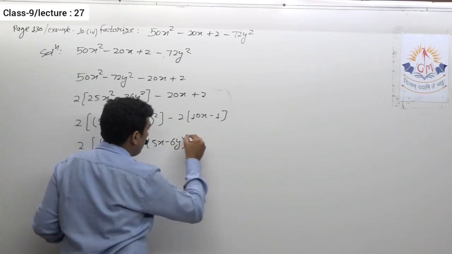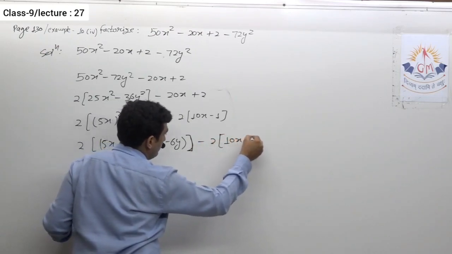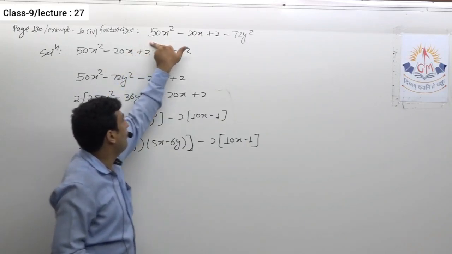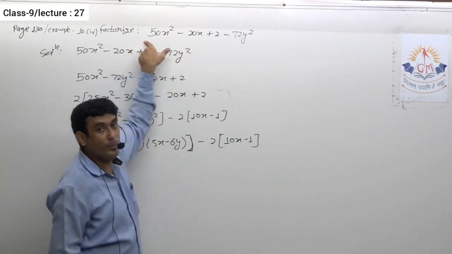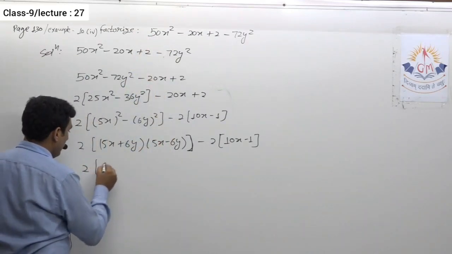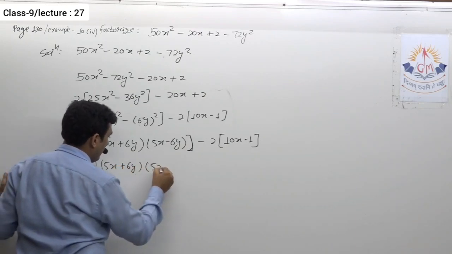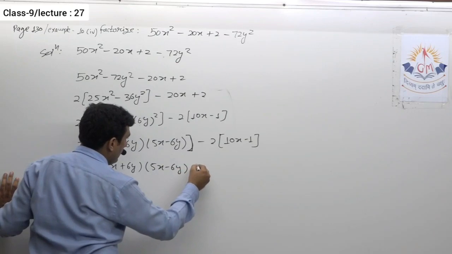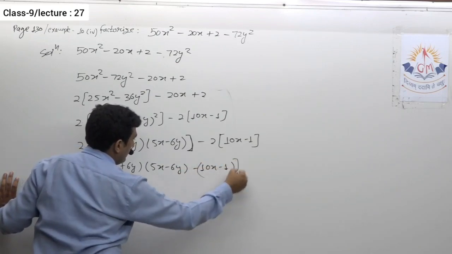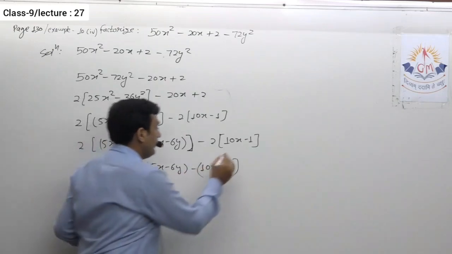Now can you see anything common between these two terms? Yes, that is actually available here also. If I take 2 common, those will still be the factors. So I get 5x plus 6y, then 5x minus 6y minus 10x minus 1. These are the factors of the given expression. This is one of the solutions.